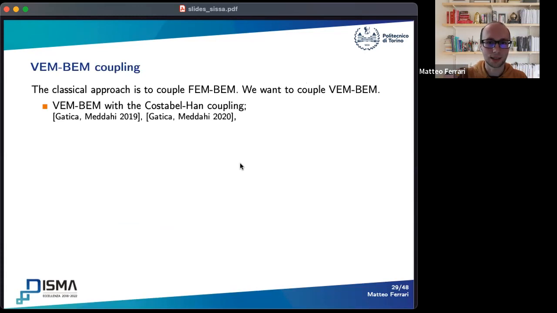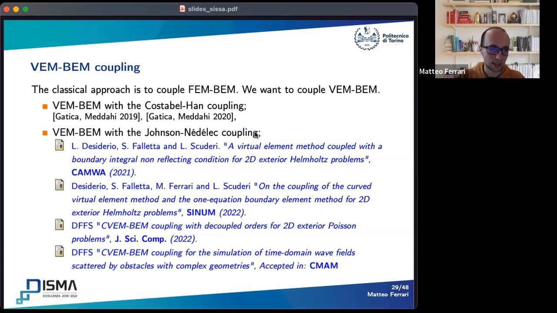The classical way to discretize this coupling is to use VEM-BEM. We want to use VEM, virtual element, and BEM. A VEM-BEM coupling has already been done and analyzed for the Costabel-Han coupling by Gatica and Meddahi, both for Helmholtz and Laplace equation. We have done the same in a series of papers for the Johnson-Nédélec one. A first preliminary paper without me, with some numerical examples and the description of the numerical scheme for Helmholtz. Then everything has been theoretically addressed in this second one, again for Helmholtz, including the possibility to deal with curved boundaries. Then theoretical analysis for the Poisson problem, allowing for the first time for different orders of approximation. And finally, a numerical scheme also for the wave equation.